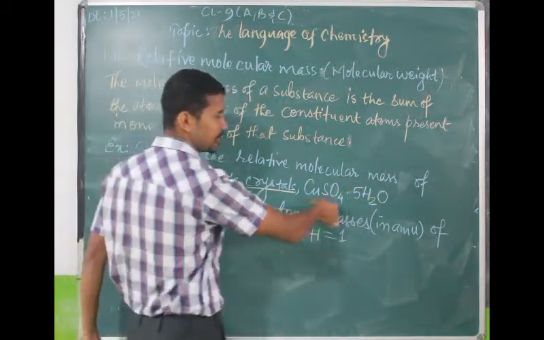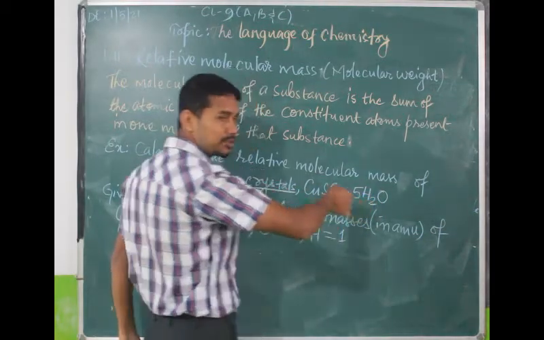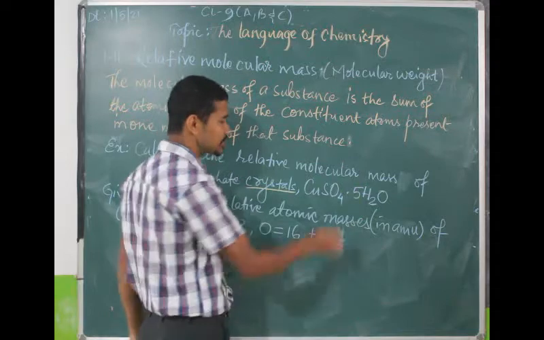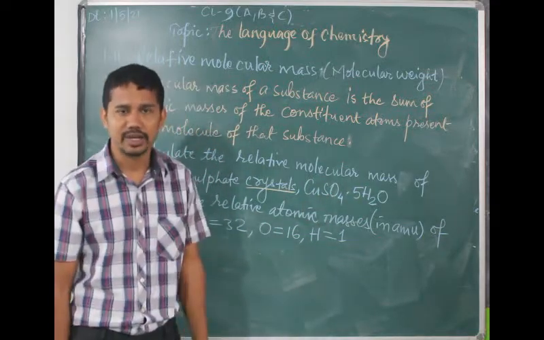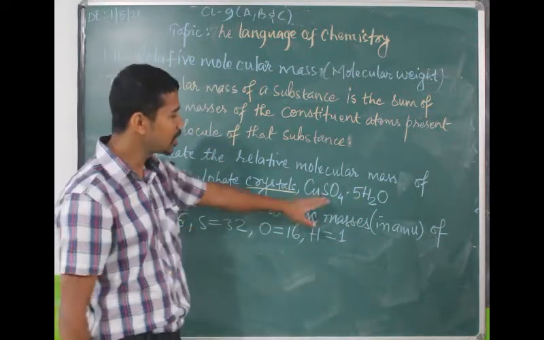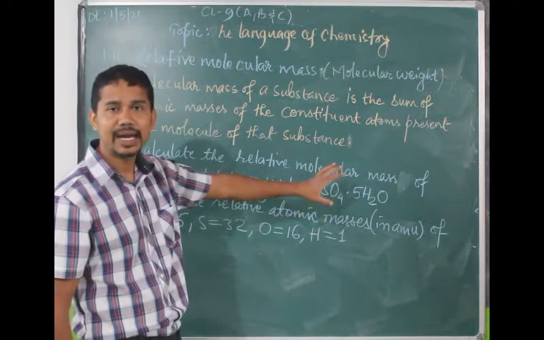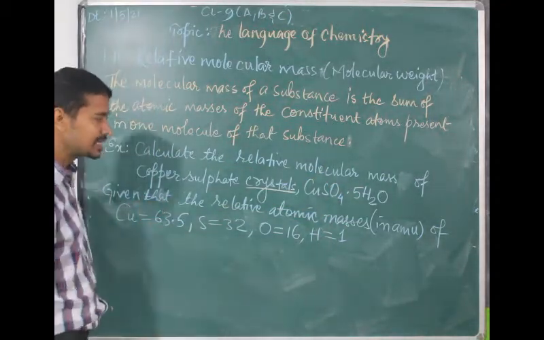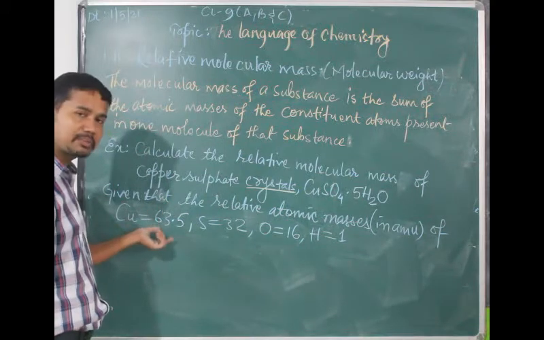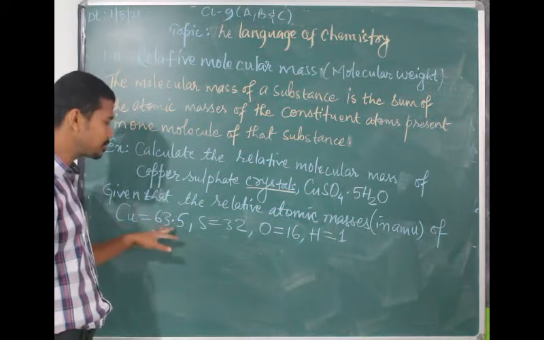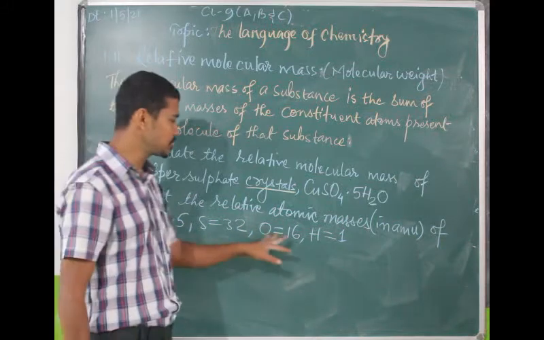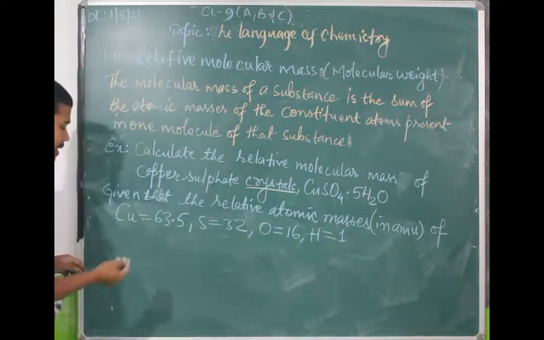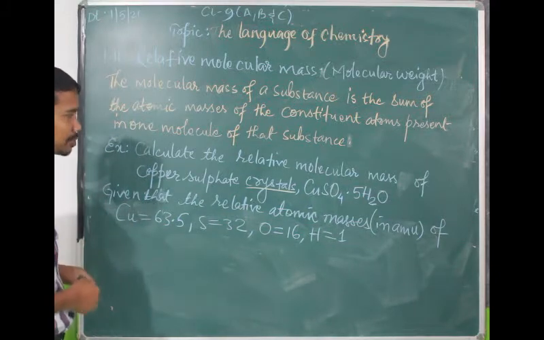So, copper sulfate dot 5H2O, how do you read this? This is copper sulfate pentahydrate. That is the chemical name. Now, the relative atomic masses are given: copper is 63.5, sulfur is 32, oxygen is 16, and hydrogen is 1. Now we will be finding the relative molecular mass of copper sulfate crystal.